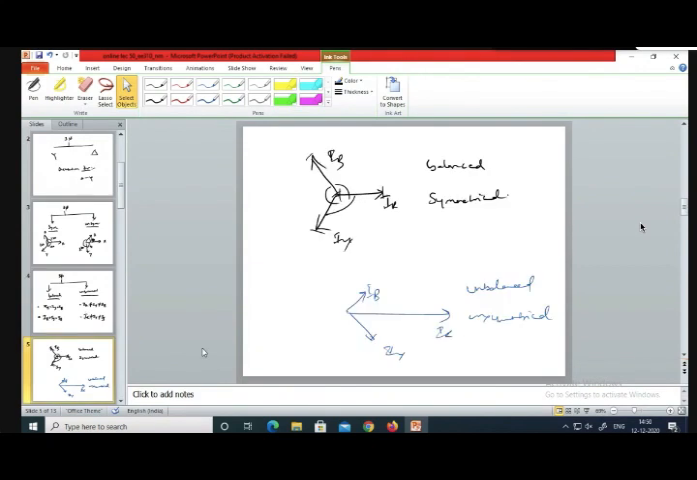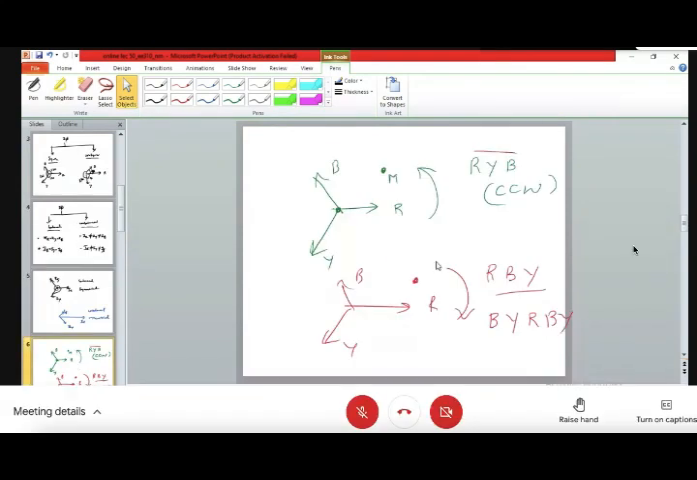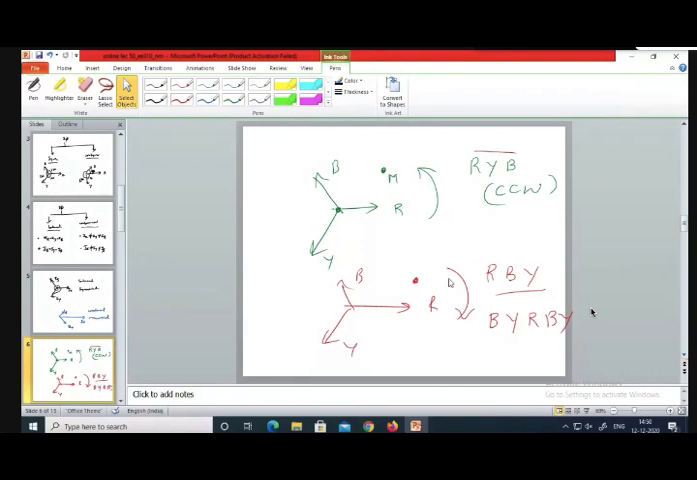Okay, and we have discussed the phase sequence, RYB and RBY, based on the counterclockwise direction and the clockwise direction. Phase sequence means the sequence in which the phasors reach the peak value or the trough value, that is the crest value or the trough value of their wave.